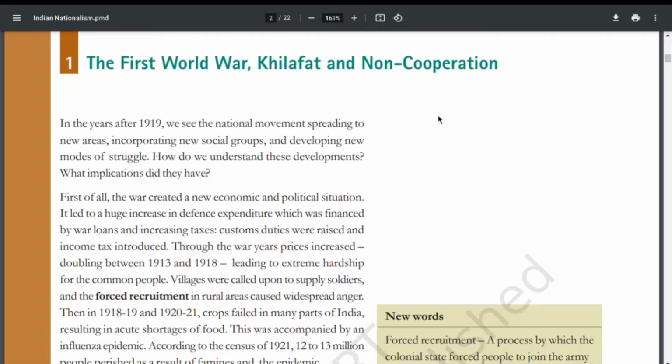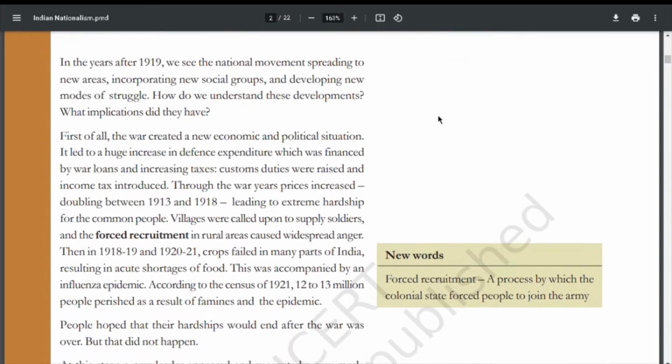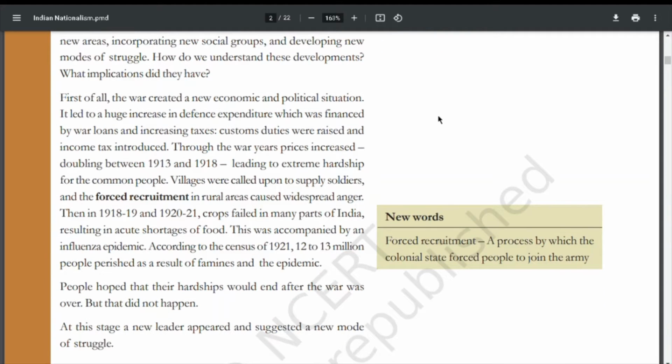Then, in 1918 to 1919 and 1920 to 1921, crops failed in many parts of India, resulting in acute shortages of food. This was accompanied by an influenza epidemic. According to the census of 1921, 12 to 13 million people perished as a result of famines and the epidemic. People hoped that their hardships would end after the war was over, but that did not happen. At this stage, a new leader appeared and suggested a new mode of struggle.